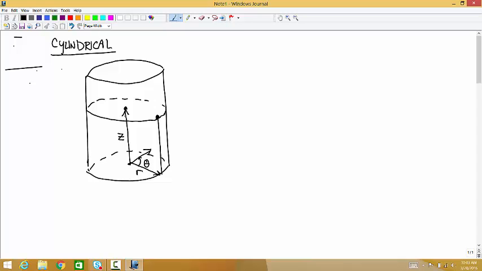Okay. Can you follow what I'm getting at here? So it's polar coordinates plus a third axis. So you give your coordinates as R, theta, Z.